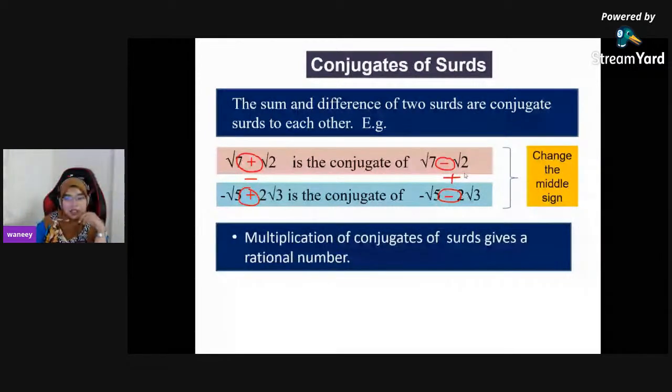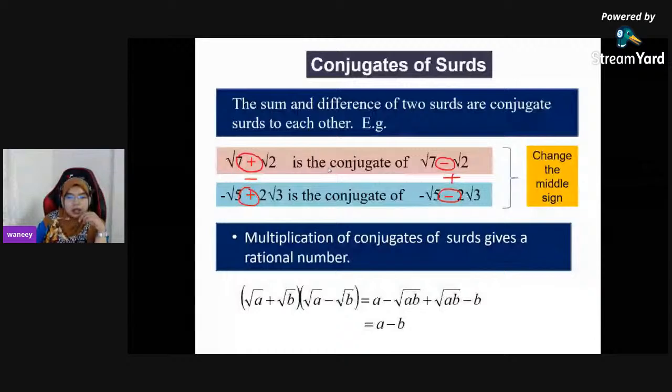Okay, so now, multiplication of conjugate surds gives a rational number. If let's say you have surd of 7 plus surd 2, you times it with surd of 7 minus surd 2, what you have is definitely a rational number because you multiply with its own conjugate. So when you open the bracket, you will cancel out the surds. Hence, you're going to get a minus b, which is simply a rational number.